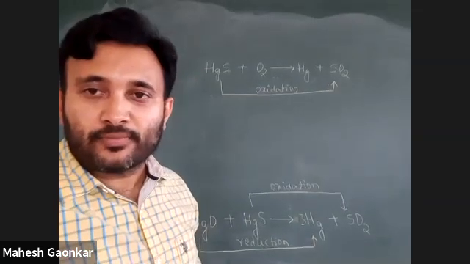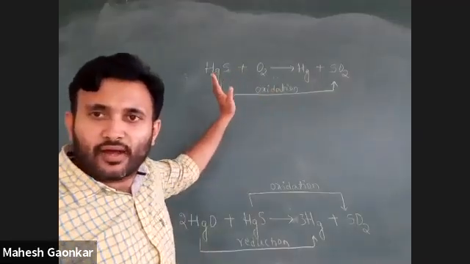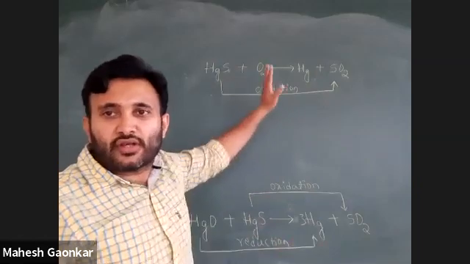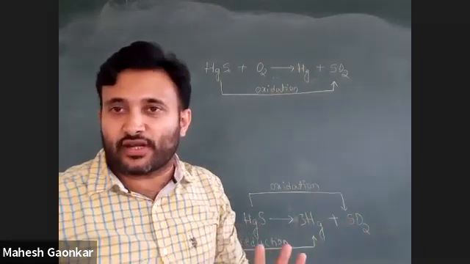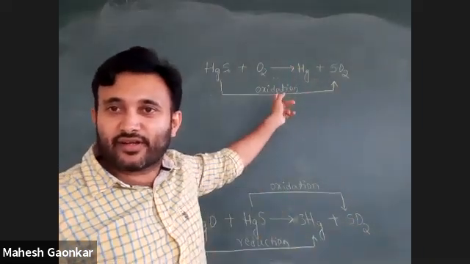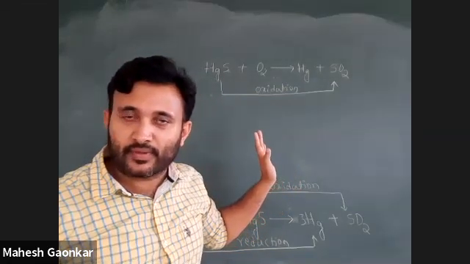Who answered this? Sir, H2S is reducing agent and O2 is oxidizing agent. Let's see. Is this reaction correct? In this, sulfur is gaining oxygen atom, thereby forming SO2. So sulfur has gained oxygen atom, so it is oxidized. That means the reaction can be oxidation. Very good.